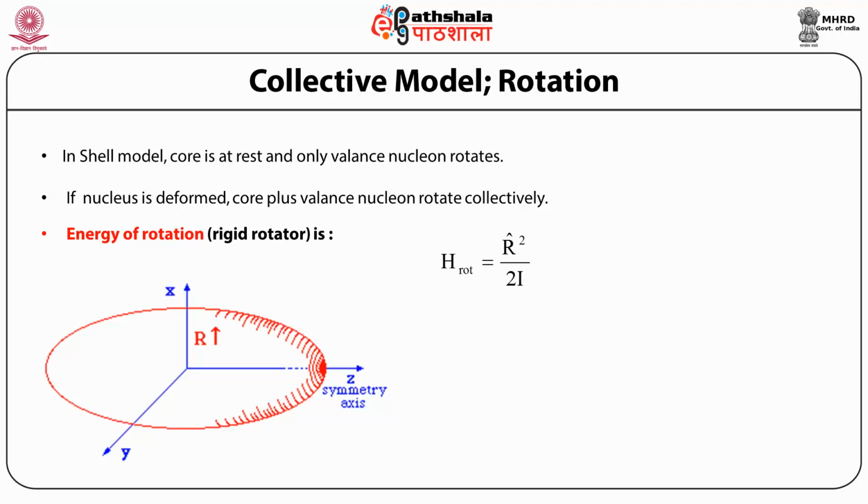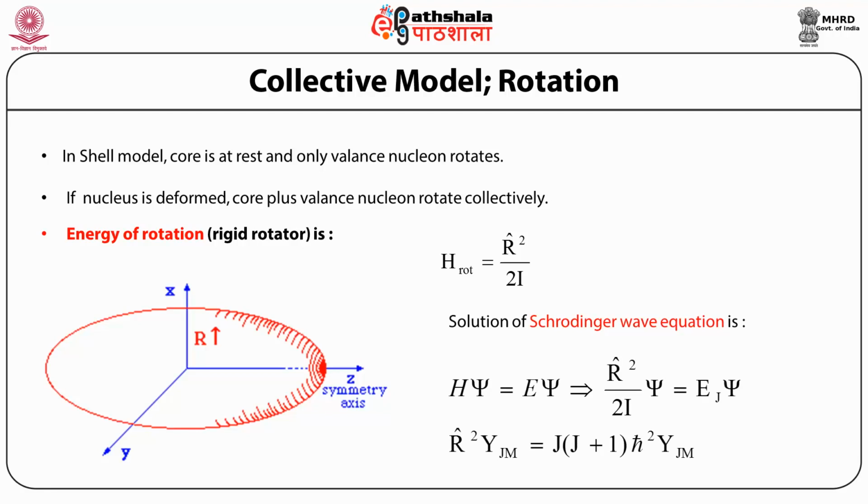Now, we need to find the solution of the Schrodinger wave equation, that is H psi equal to E psi. It implies that J square by 2I psi is equal to E psi, where J square Y_LM is equal to J into J plus 1 h bar square Y_LM. With this kind of formalism, we can discuss the energy of a rotating nucleus.